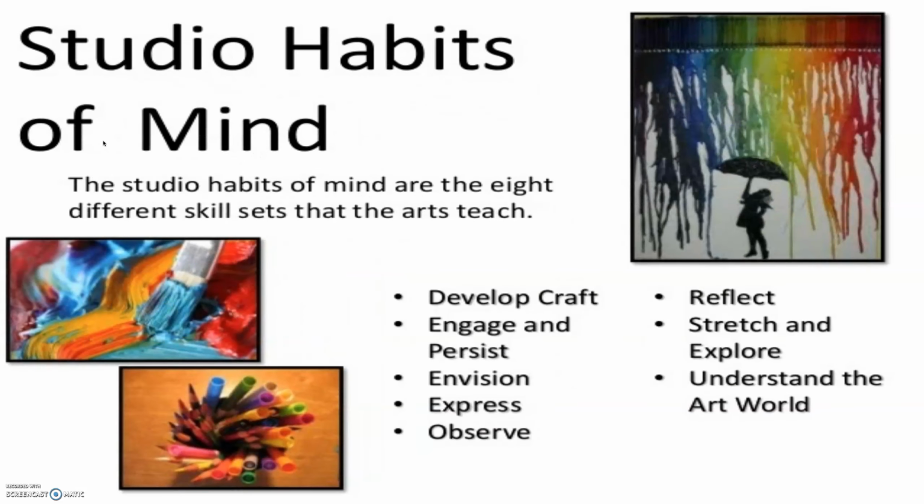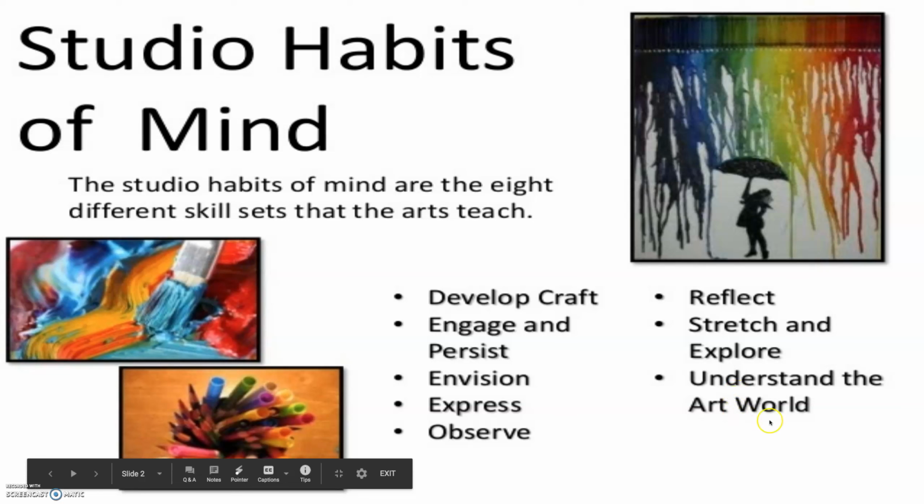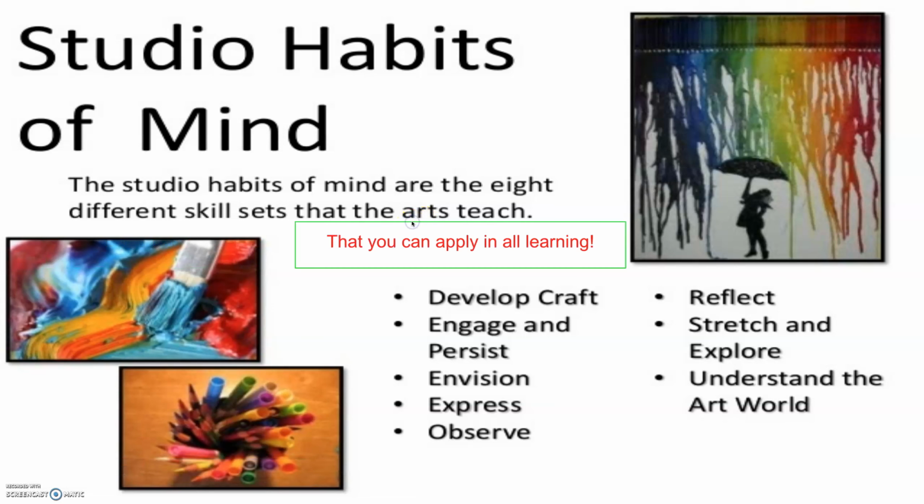Now, there's about 8 different skill sets that the arts teach. You learn how to develop craft, you learn how to engage and persist, you envision, you express, you observe, you reflect, you stretch and explore, and we also have to learn how to understand the art world. But also, you can make an argument that you're understanding the world in general. Now, this does say that it's what the arts teach, but you can really apply this in all learning.